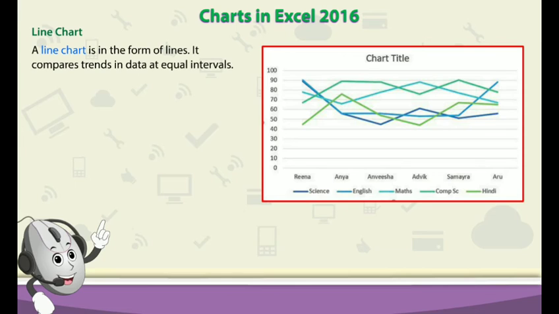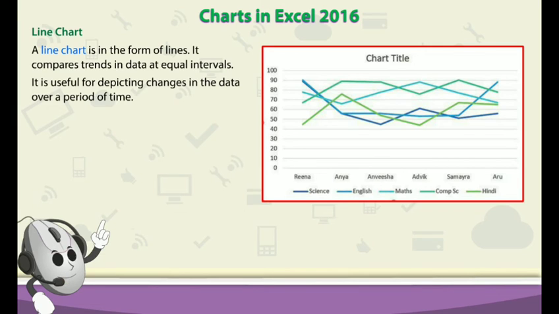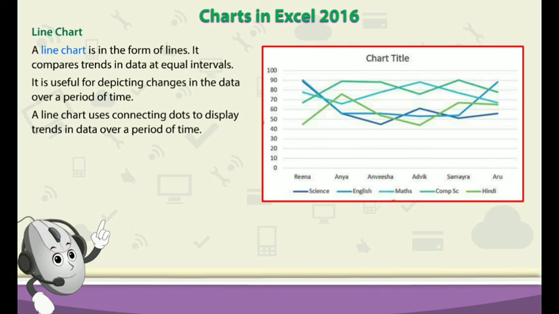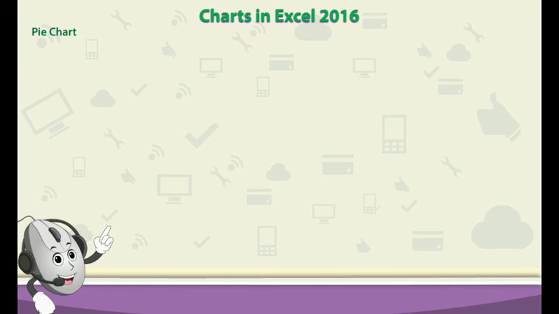Next one is line chart. Here you can see in our chart we have different lines and every line has a different color. So a line chart is in the form of lines. It compares trends in the data at equal intervals. It is useful for displaying changes in the data over a period of time. A line chart uses connected dots to display trends.